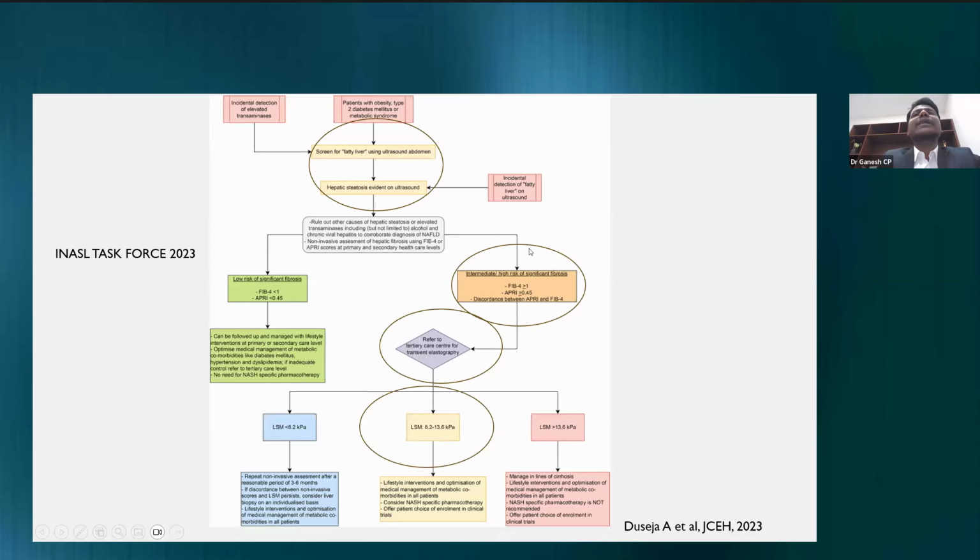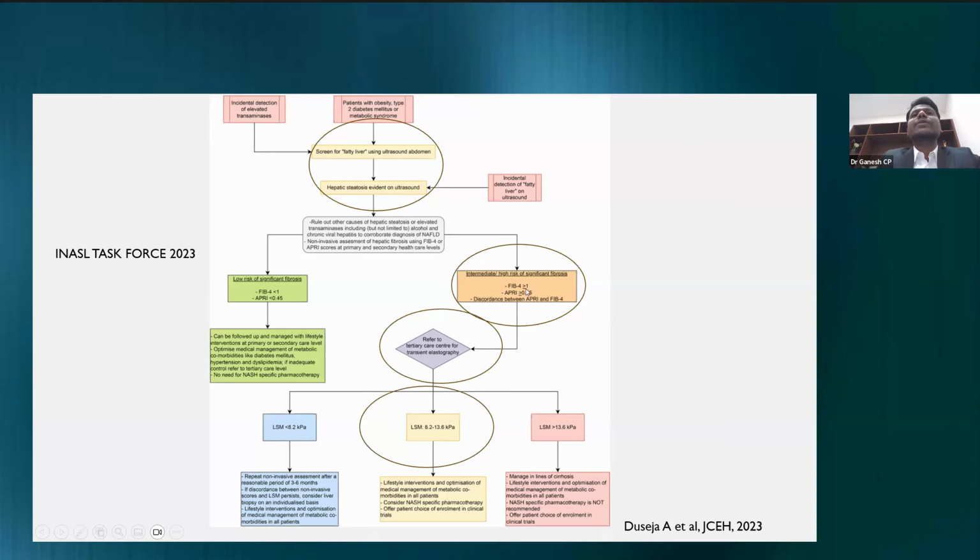So the patients who are at risk are those with a FIB-4 score of more than 1 and an APRI score of more than 0.45, by using this simple algorithm given by our own INASL, the Indian National Association for the Study of the Liver Task Force, in 2023. So whenever a patient has fat in his liver, and other conditions have been fairly ruled out, with the help of a simple complete blood count and LFT, we can categorize whether he is at risk of developing fibrosis or not.